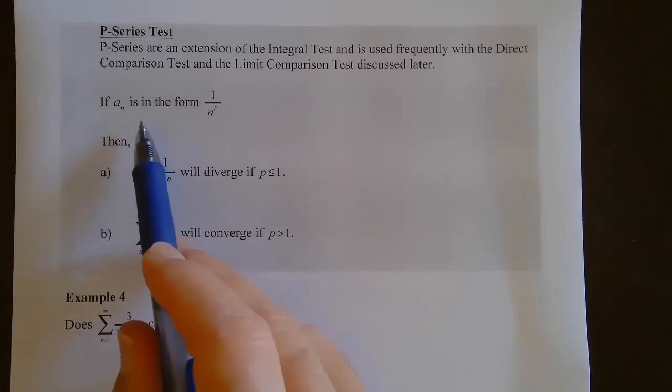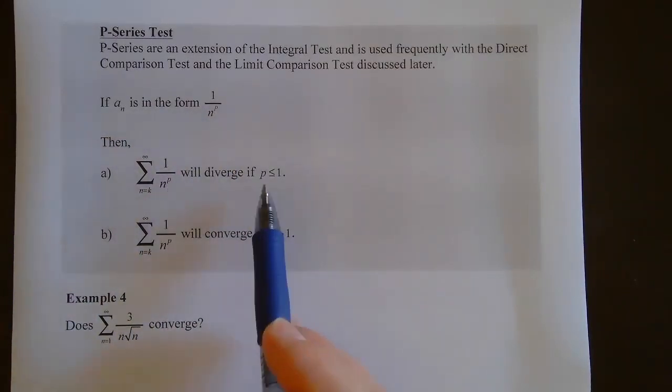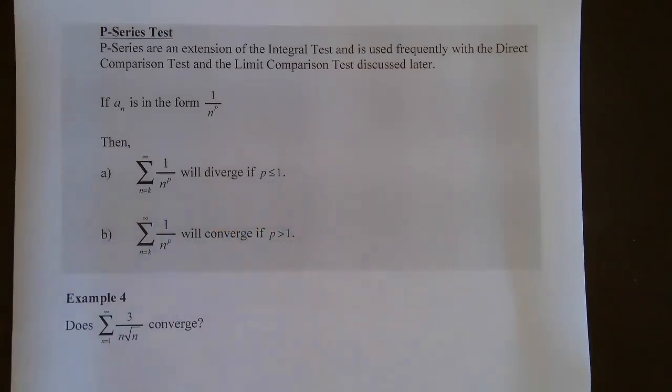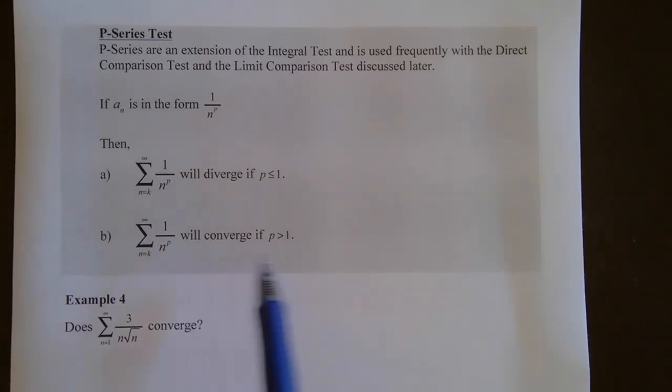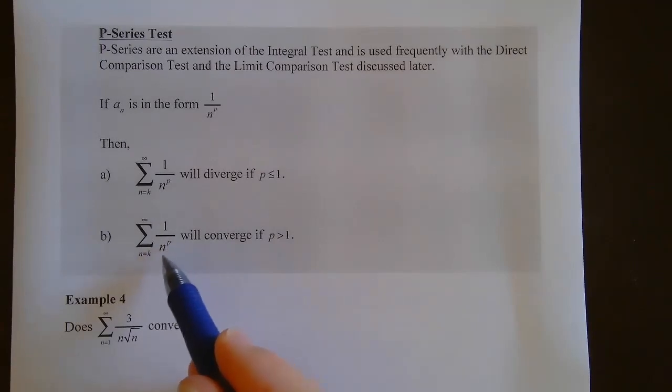So if a sub n is in the form 1 over n to the p, and that p is less than or equal to 1, then we know automatically, and it comes from the integral test, that this series every single time will diverge. If this p is bigger than 1, then we know it will converge every single time. If you have n to the p power, to the third, the fourth, the fifth, the second, those will all converge.